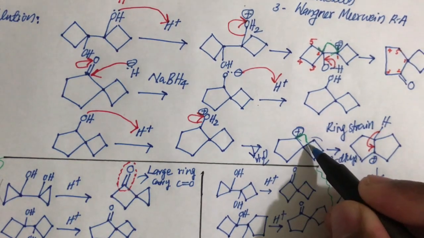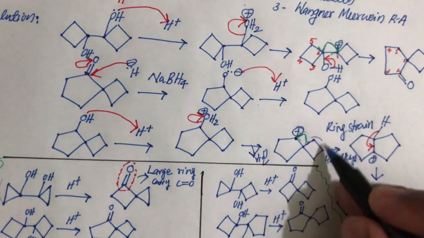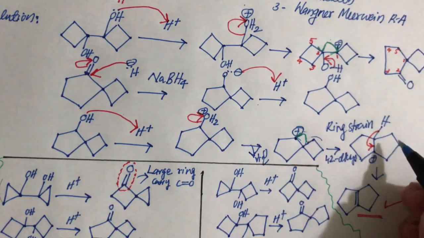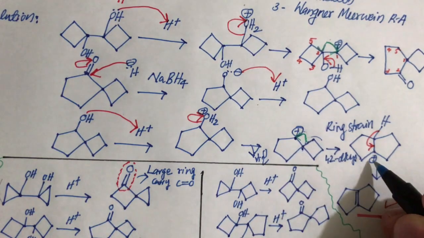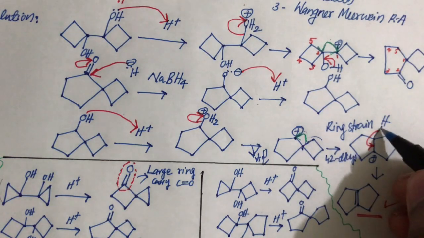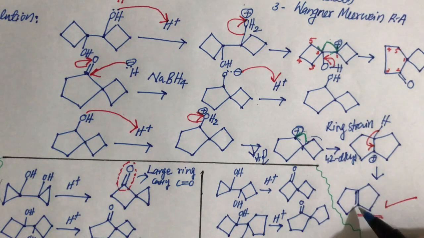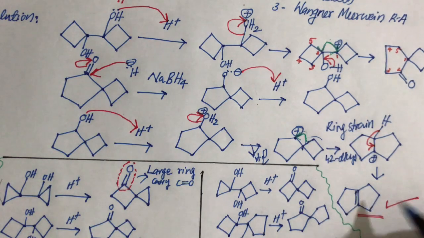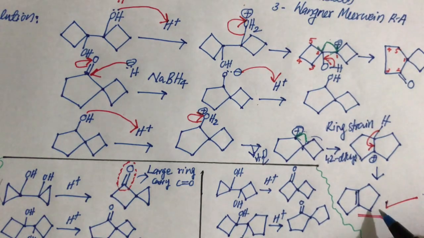So this ring carbon gets migrated to this position, and the 4-membered ring gets converted to a 5-membered ring. Here you have a carbocation at this position. Finally, a hydrogen here will undergo deprotonation and you will end up with this product. Okay, this is your answer. In the options, I think it is C.